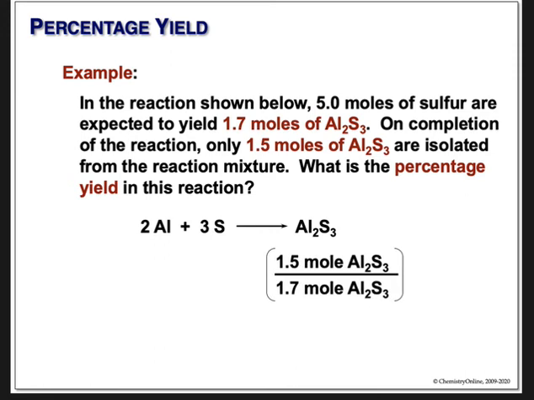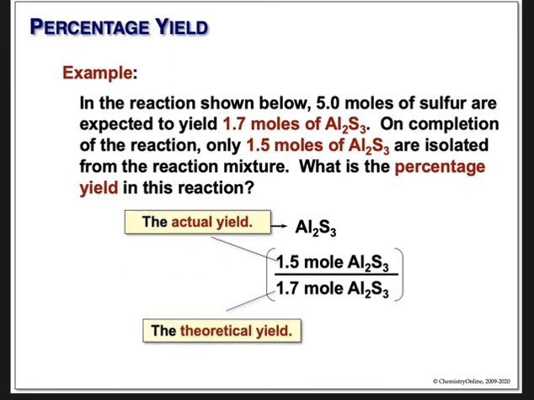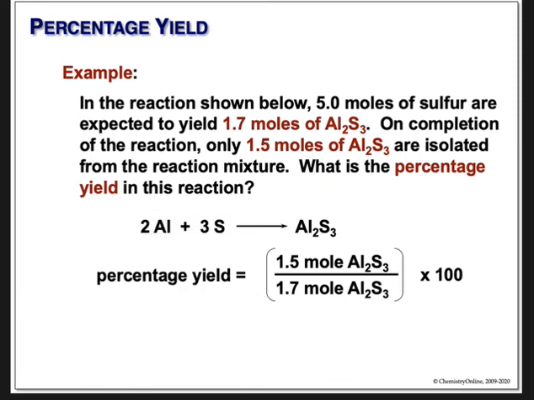The theoretical is 1.7. The actual is 1.5. Take that ratio. Theoretical is always on the bottom. We're going to take this ratio, multiply by 100, do our simple math, and we get 88%.